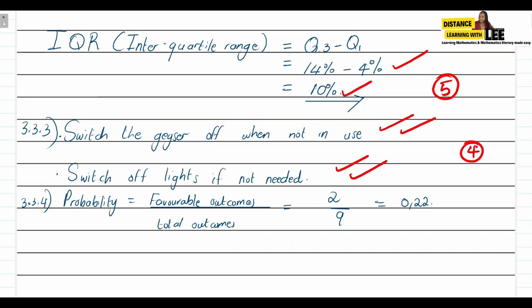Question 3.3.4: you will get a mark for showing that you know how probability is calculated. Probability is your favorable outcomes divided by your total outcomes. So you'll get 1 mark for that 2, 1 mark for that 9, and the final mark for writing your answer in decimal form. So that is out of 3.